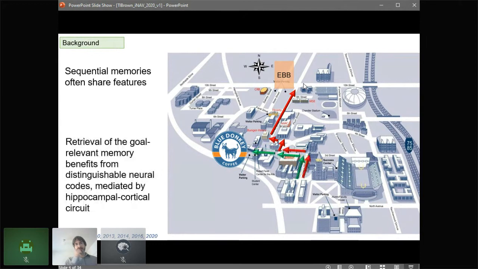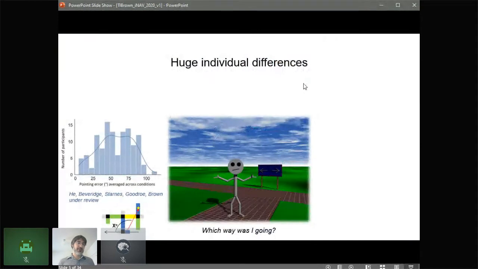And what we've become really interested in recently is the profound behavioral variability that we see in these tasks. I plotted an example of this on the bottom left here. This is a paper we have under review right now, but using some paradigms that we've used for a long time now, so the map may look familiar to you.